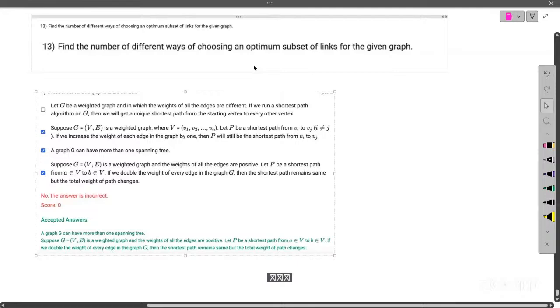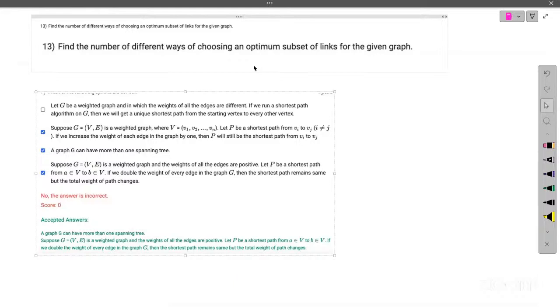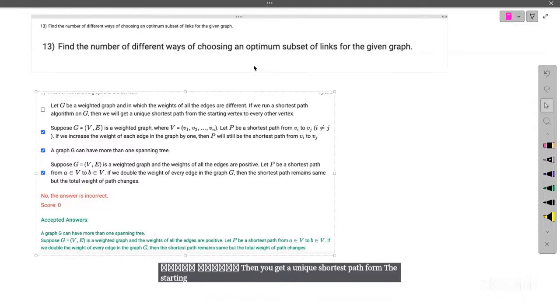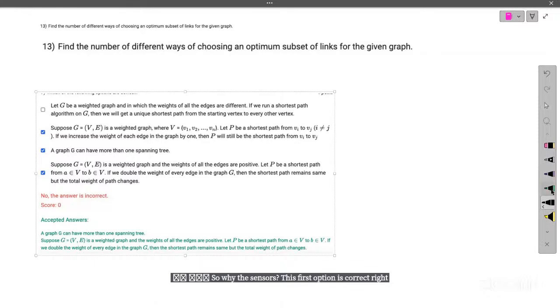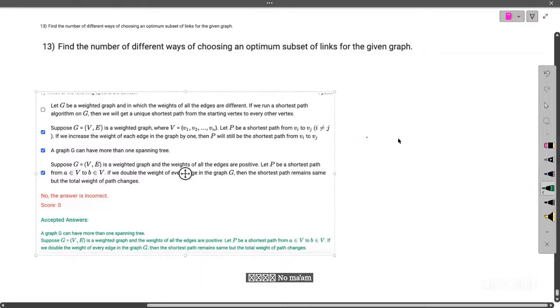So let G be a weighted graph in which the weights of all edges are different. If we run a shortest path algorithm on G, then we will get a unique shortest path from the starting vertex to every other vertex. So this is true. Why is this answer not true? This first option is correct, right? No, ma'am. Even I don't feel that's correct.